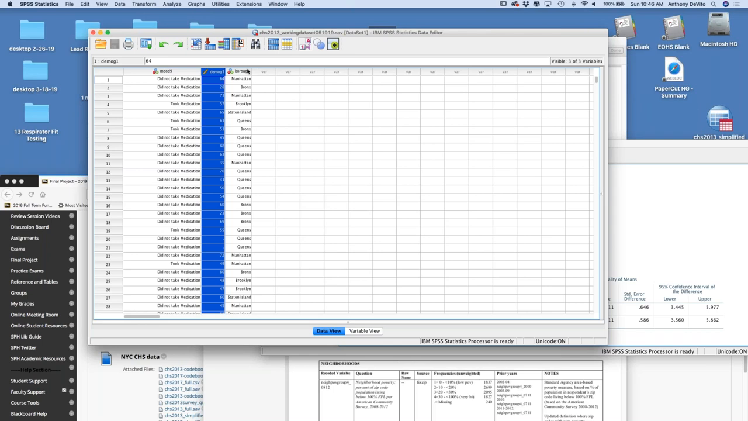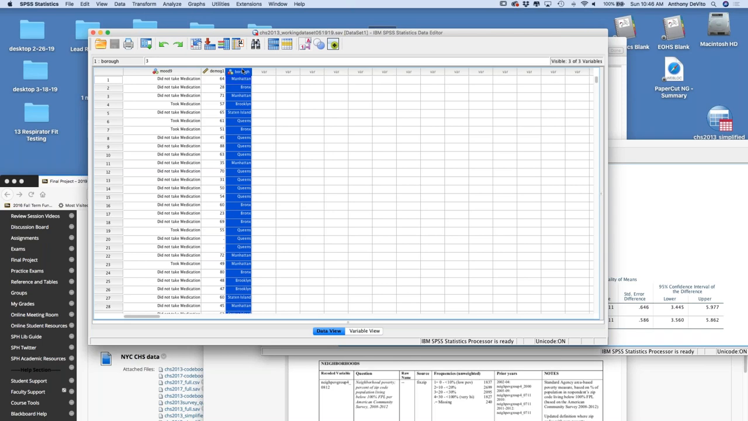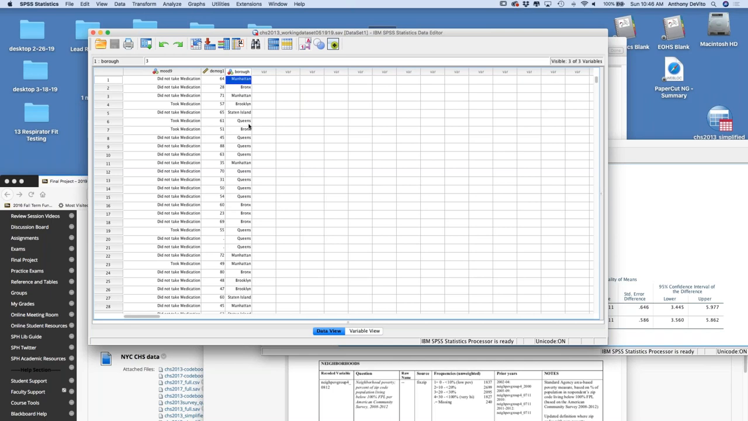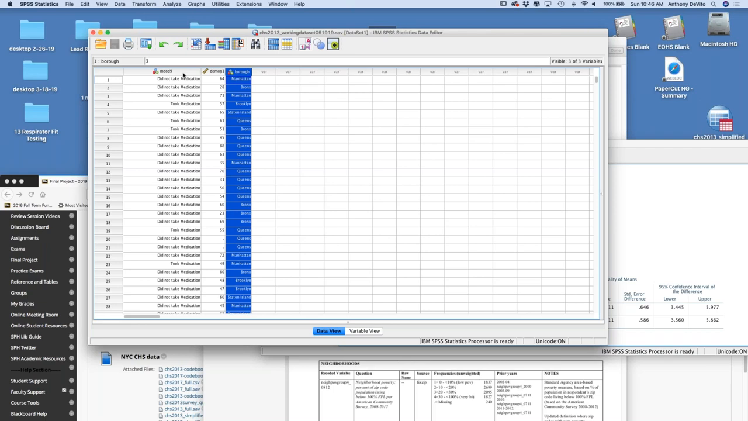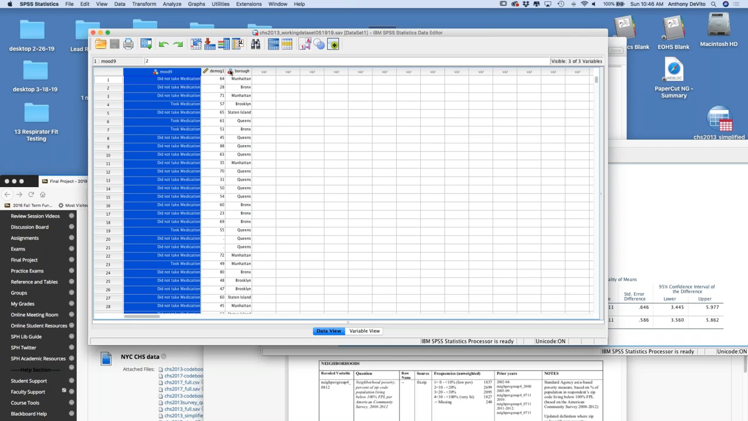How about, is the average age of people in each of these boroughs equal? In other words, are people in Manhattan on average older than people in Staten Island? Are people in Brooklyn older than people in the Bronx, for instance? Well, okay, what would our null hypothesis be? Well, the problem here is that instead of medication, where they either took it or didn't take it, two possibilities, here there are five possibilities.